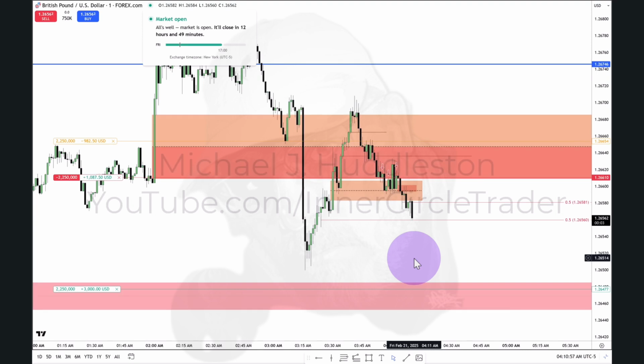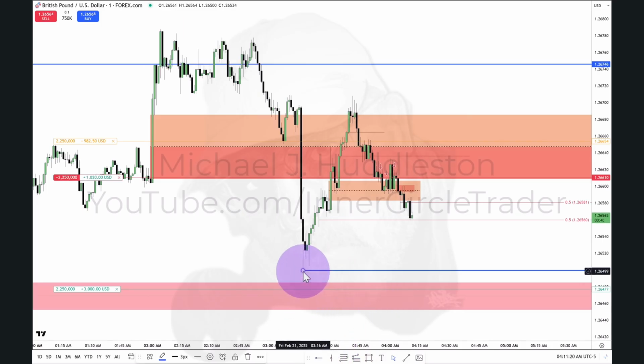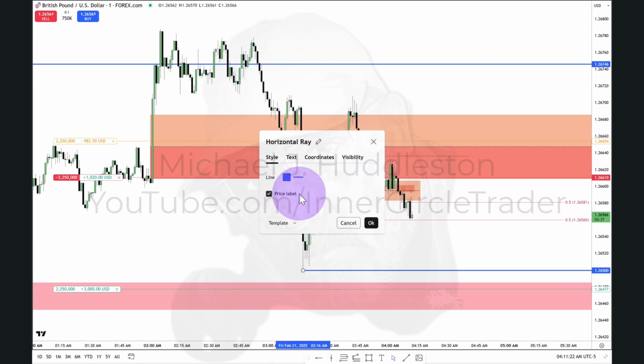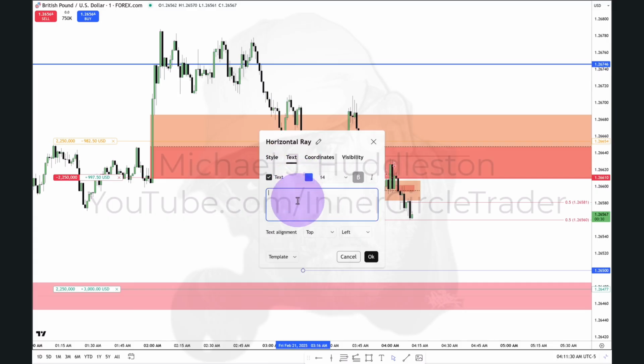Okay, so we traded right down into that consequent encroachment, that wick. We want to see it go through it now. And you'll see that once we trade through it and close below it, the market should stay heavy, meaning that it should still gravitate towards these lows right in here. Okay, and this is labeled as a minor sell side liquidity pool.